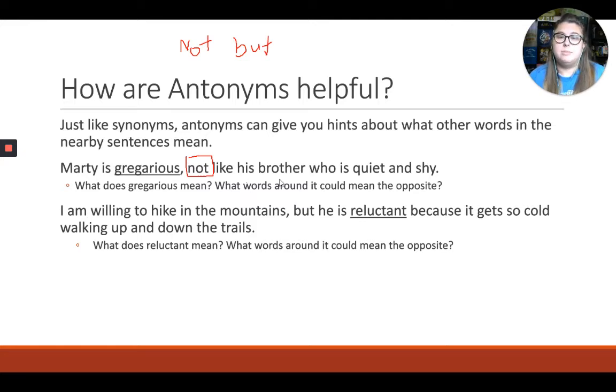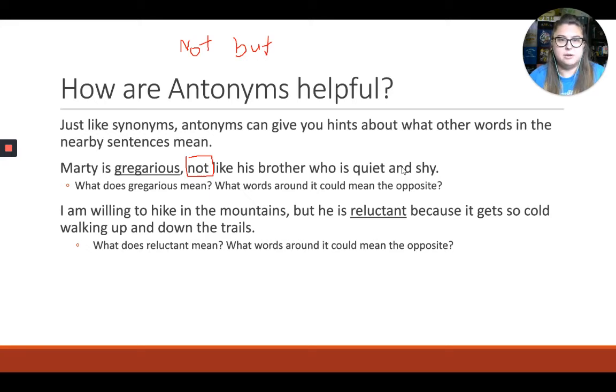I know that his brother is quiet and shy. So what would be the opposite of being quiet and shy? What antonyms could I come up with? I would think of words like loud, outgoing, personable, things like that. So I'm going to say that gregarious means that he is a loud and outgoing person. Let's see if that makes sense in the sentence. Marty is loud and outgoing, not like his brother who's quiet and shy. Yeah, that makes some good sense in the sentence.